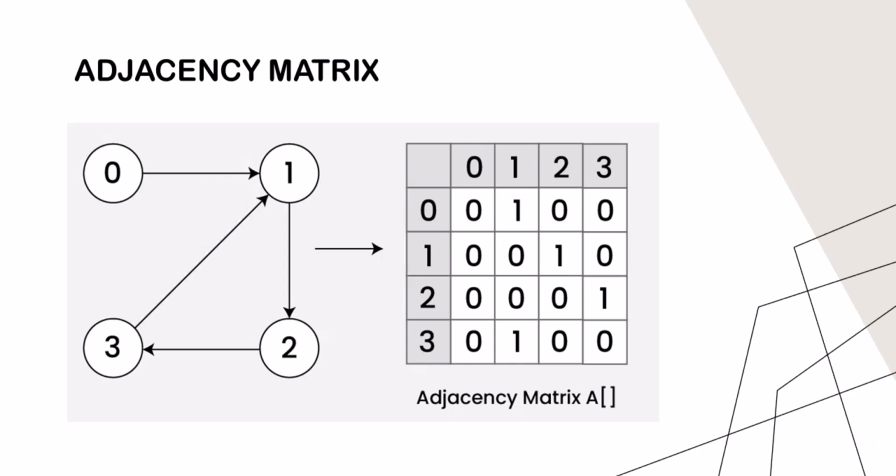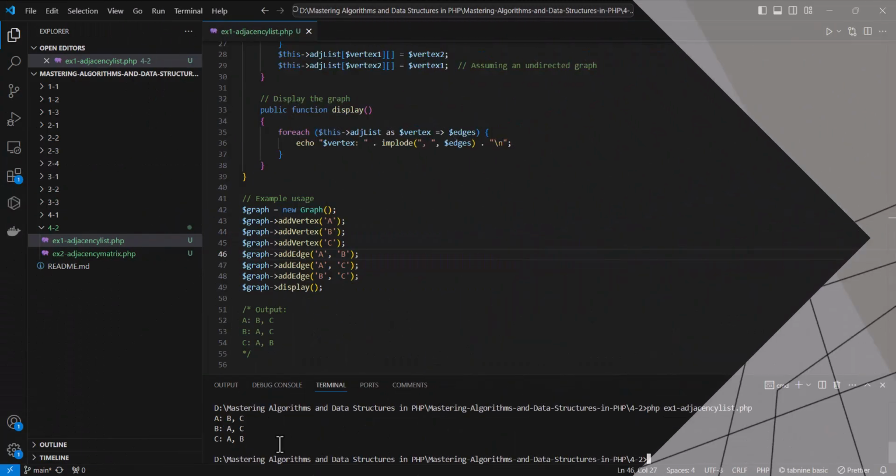Another way to represent a graph is by using an adjacency matrix. An adjacency matrix is a 2D array where the rows and columns represent vertices, and the values indicate whether an edge exists between those vertices. This representation is ideal for dense graphs where most vertices are connected to each other.